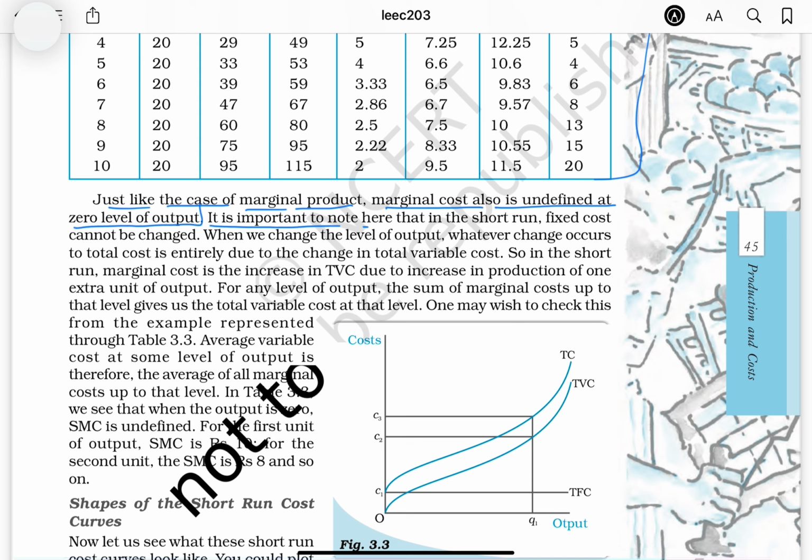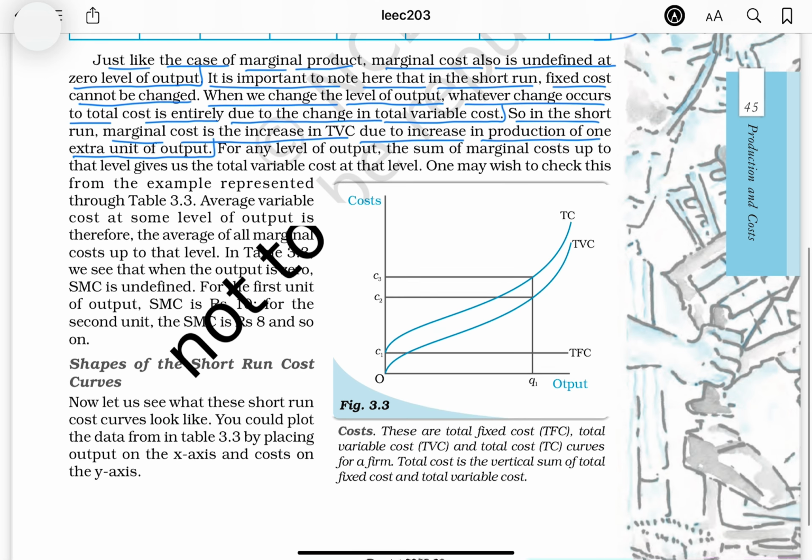It is important to note here that in the short run, fixed cost cannot be changed. When we change the level of output, whatever change occurs to total cost is entirely due to the change in total variable cost. So in the short run, marginal cost is the increase in TVC due to increase in production of one extra unit of output.